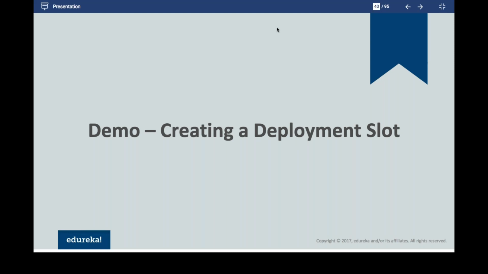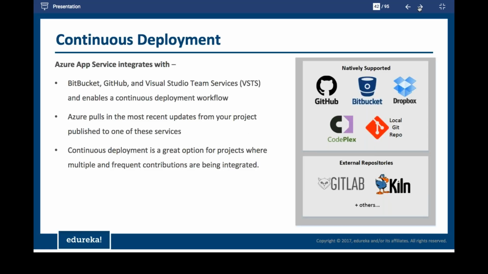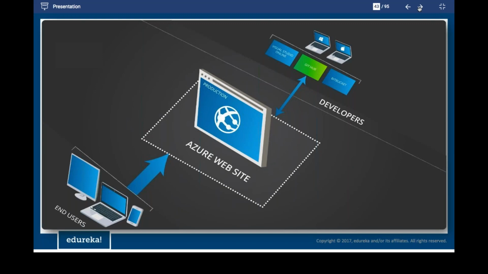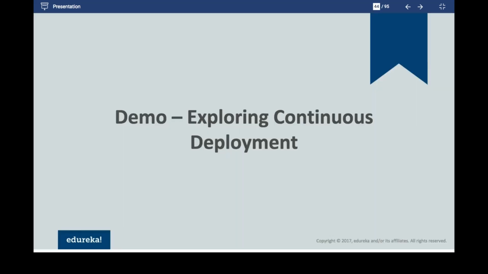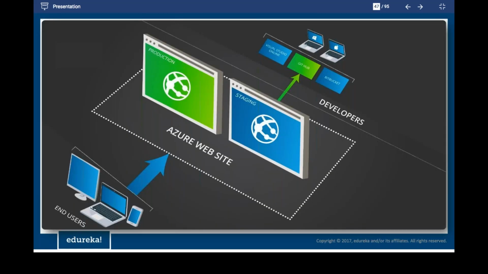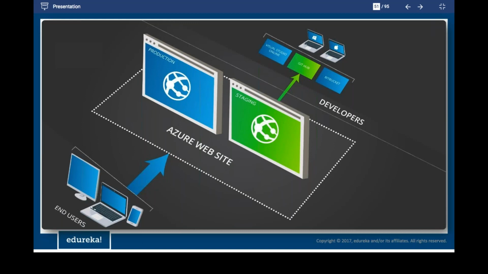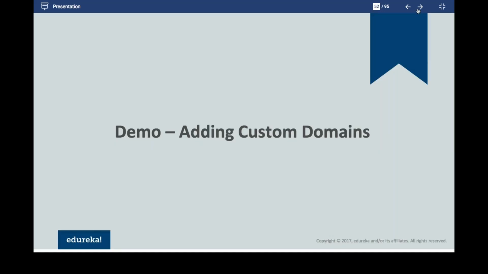Okay, so the next thing is continuous deployment. This we already did. So you are integrating with GitHub. You have the Azure website, the end user is going to ping the production one, and you have the developer also, who is going to call from the GitHub. The more we go is to speak about the alerts. This is all we have done: the swap operations, and the custom domains.